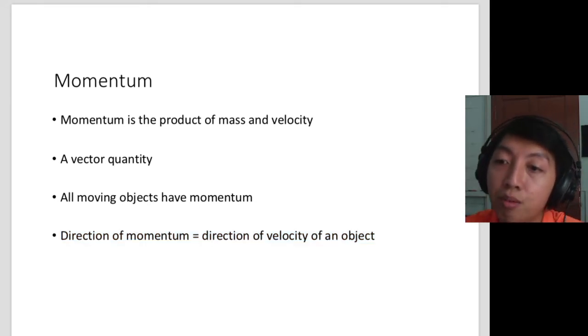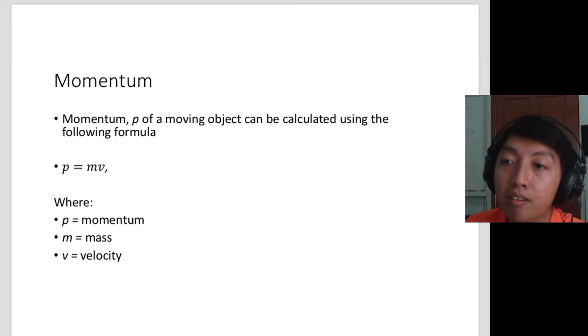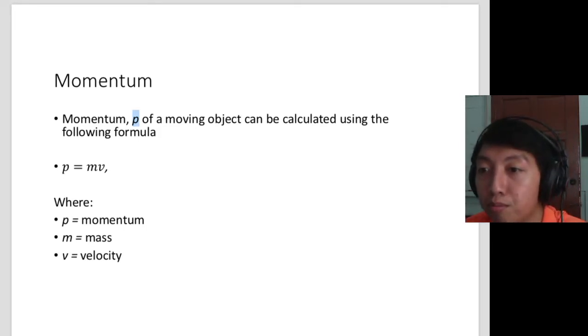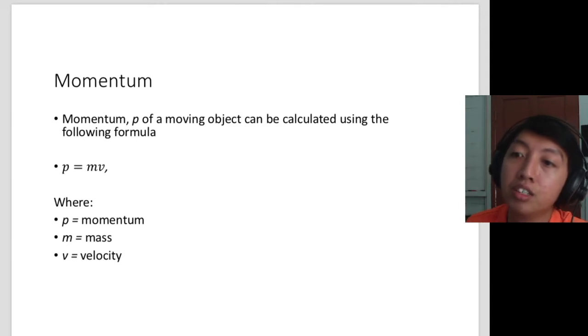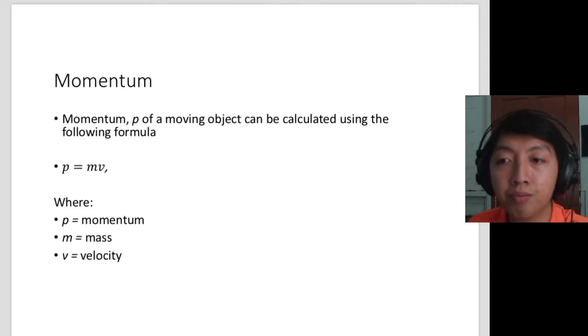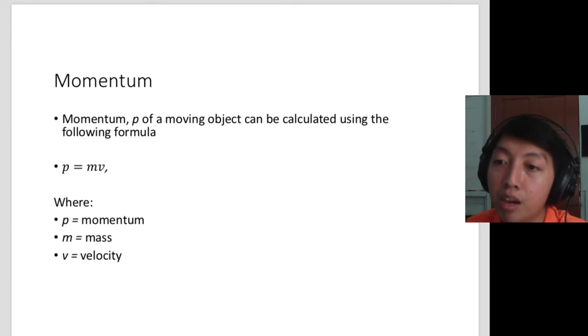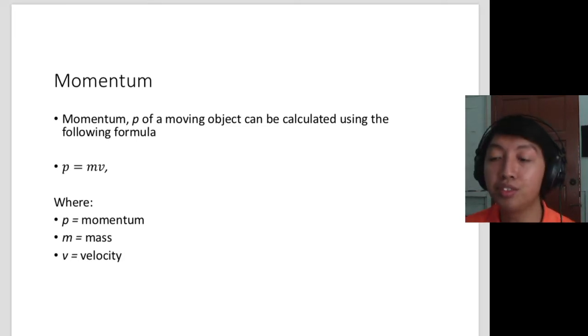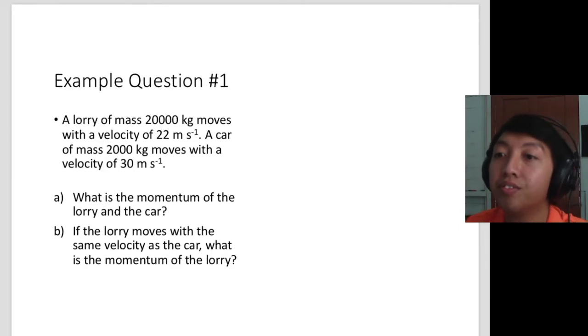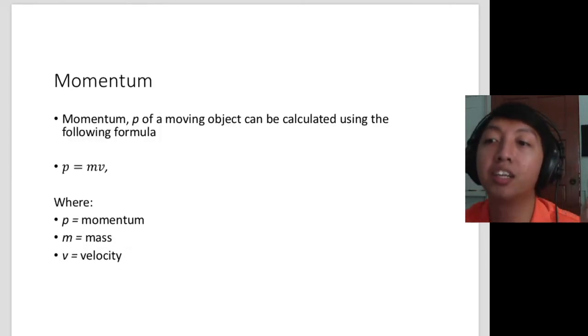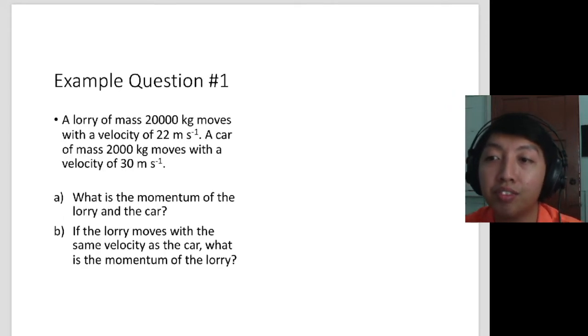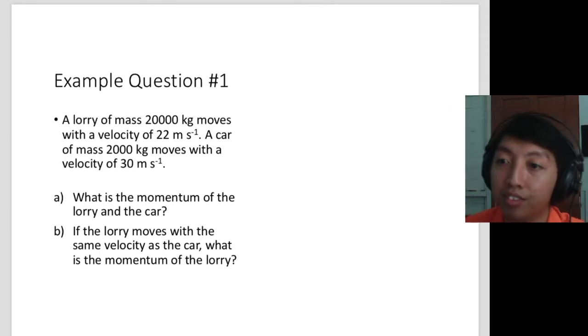And we can define the formula like this. Momentum, P of a moving object. So P is the symbol for momentum. Small letter p of a moving object can be calculated using the formula P equals mv. So P equals momentum, m equals mass, and v equals velocity. So very simple formula. So we can try to use it. So the question that you usually get is, you'll be asked to calculate the momentum of an object.